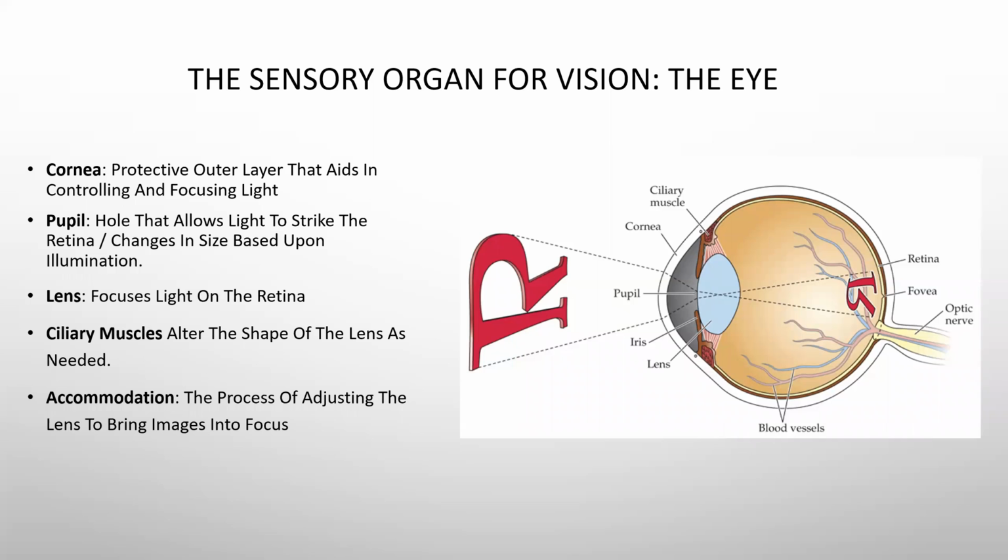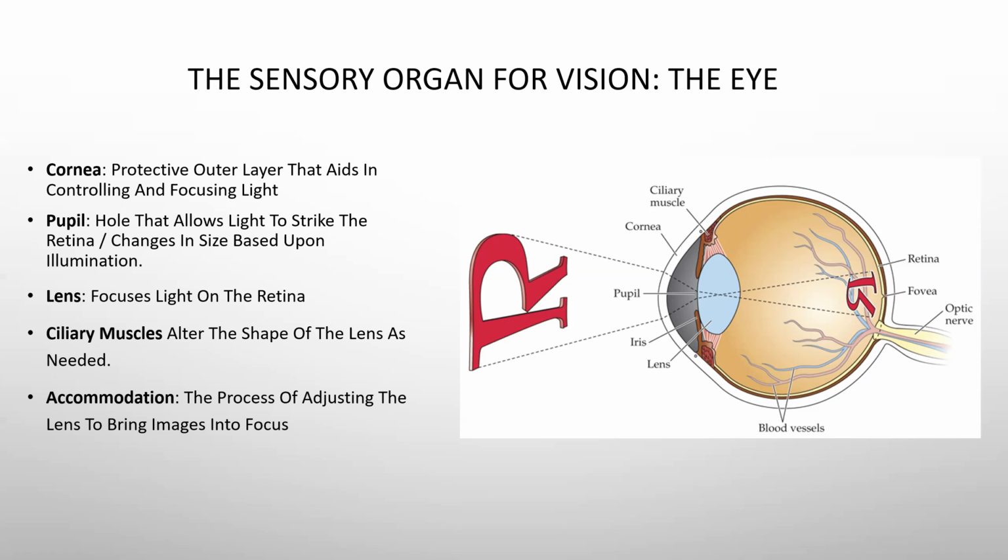Okay, let's start with the sensory organ. Now that we know what the physical energy is for vision, how does it get into our body so that we can identify and perceive things that we see? First, the light has to penetrate through the cornea, which is a protective outer layer that aids in controlling and focusing light. That light feeds through the pupil, which is the hole that allows light to strike the retina. It also changes in size based upon illumination. Then it passes through the lens, which focuses the light on the retina.